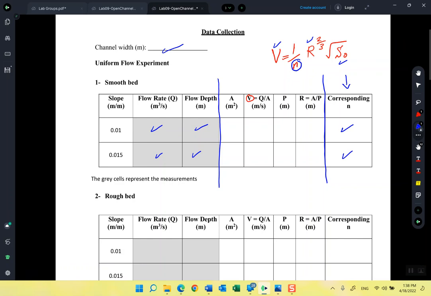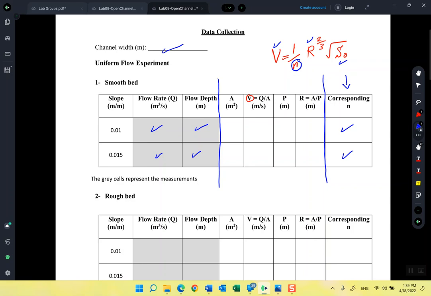So the question here will be, do you think that Manning coefficient will change by changing the slope? Because the only difference between the first and the second experiment within the experiment layout is the slope, right? I didn't change the bed material. I didn't change the bump. I didn't do anything. I just changed the slope and took the measurements. So do you think the Manning coefficient will change by changing the slope? Yeah, I can see some saying no.